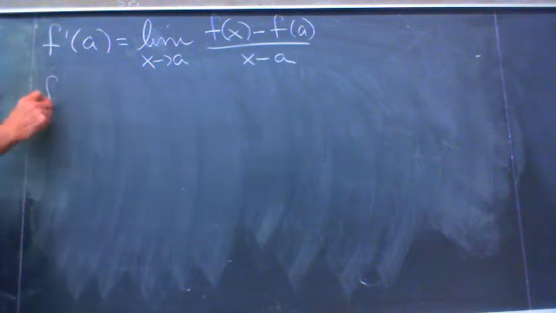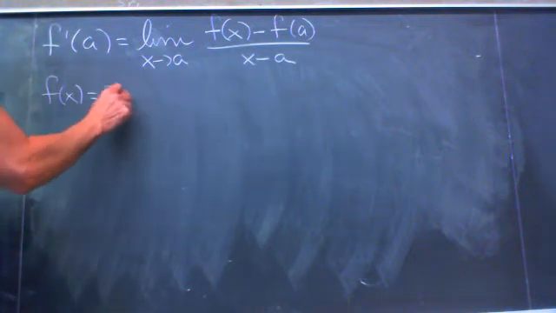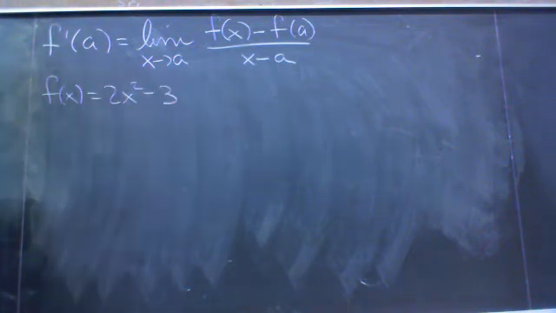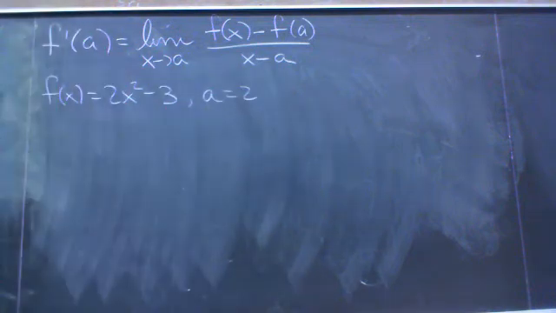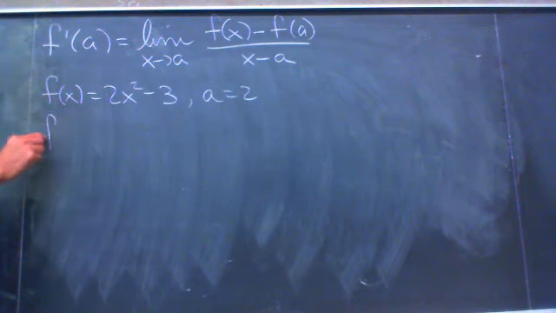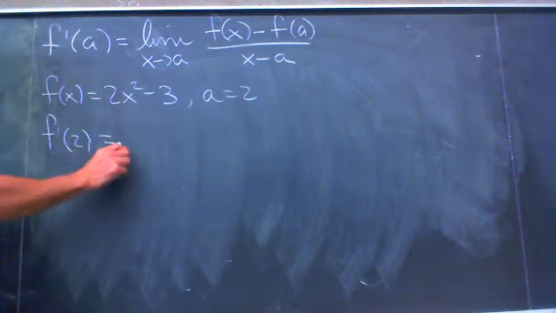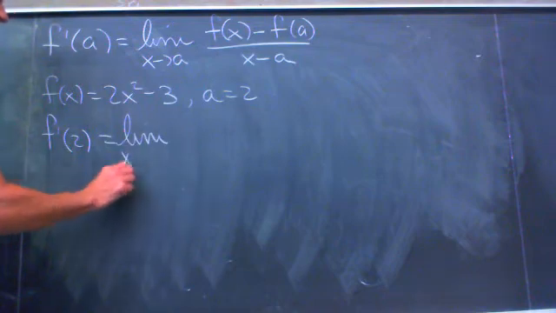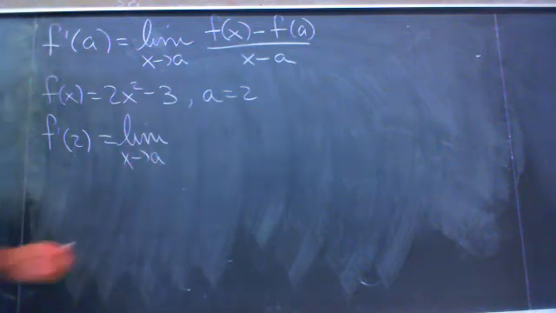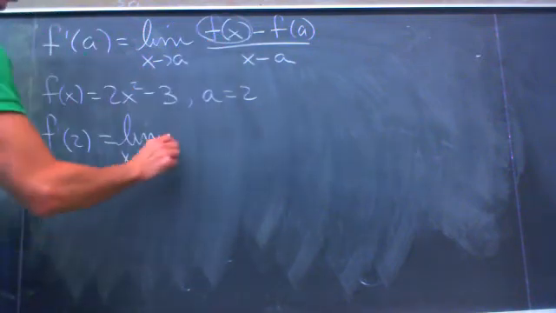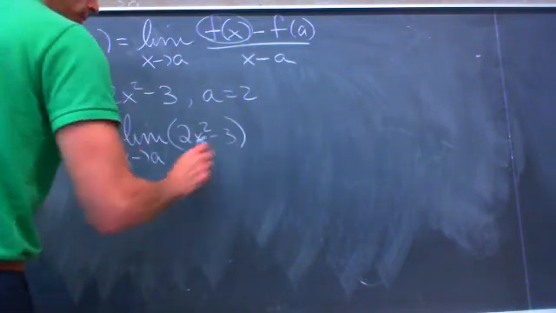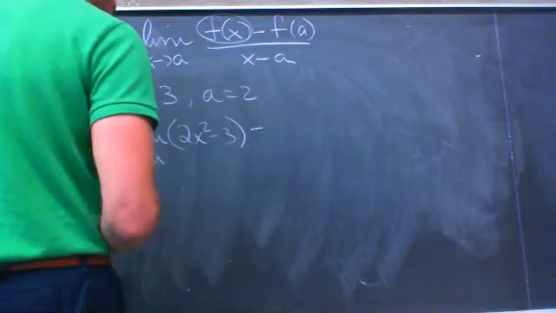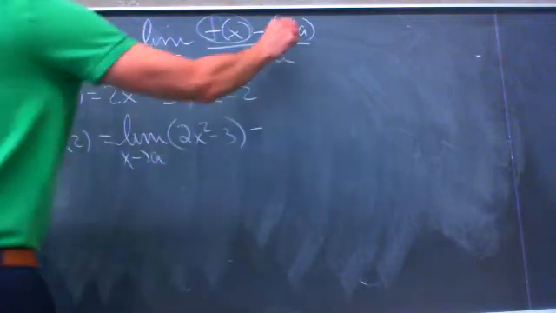So suppose the function is 2x squared minus 3, and my a value is 2. Okay, so f prime at 2, the derivative of f at 2, equals the limit as x approaches a of my function, just follow the notation, 2x squared minus 3, minus f at 2. A is 2.